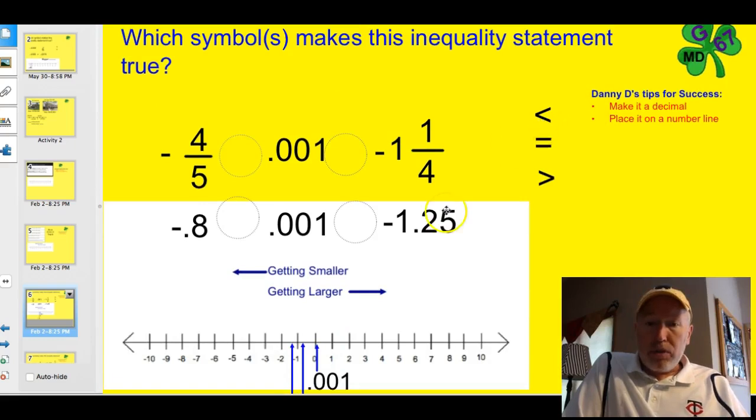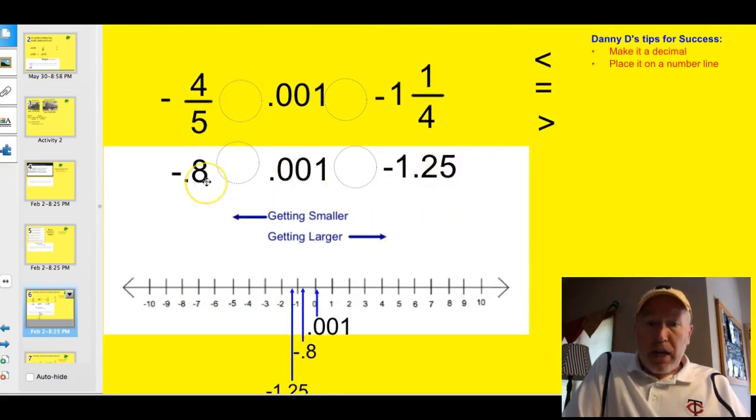So we can just throw our symbols in here. We have to look at negative 0.8 and 0.001. Well, we know that this one is smaller, so this guy is going to come here. So we got negative 0.8 is less than 0.001. And of course, this one here is greater than negative 1.25. This is positive, that's negative. And you could put the symbols up here too if you want. Usually you have to go back and compare the actual original form, so we want to make sure we can flip back and forth between those very fluently as well.